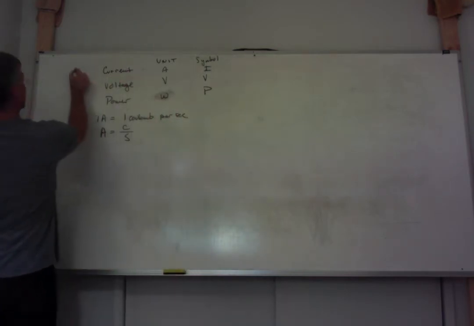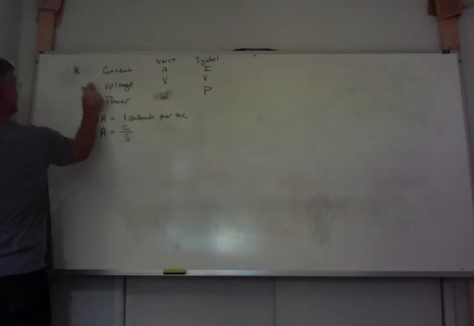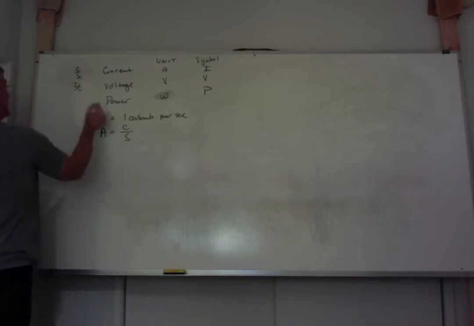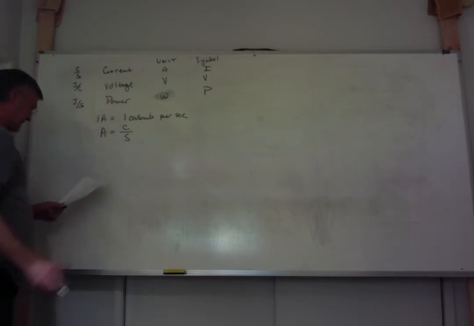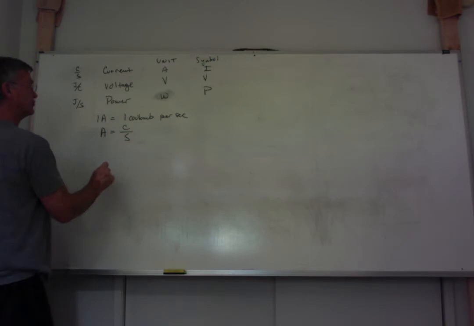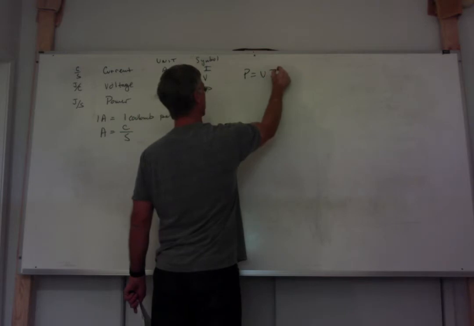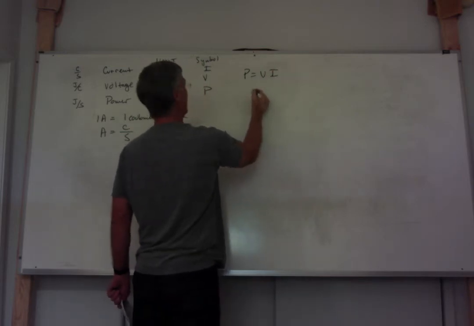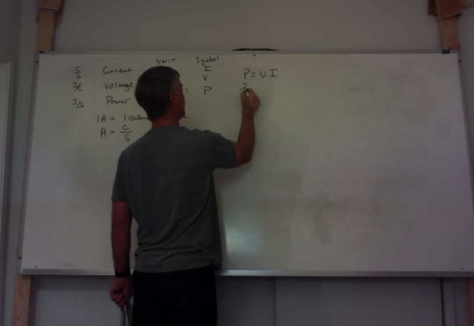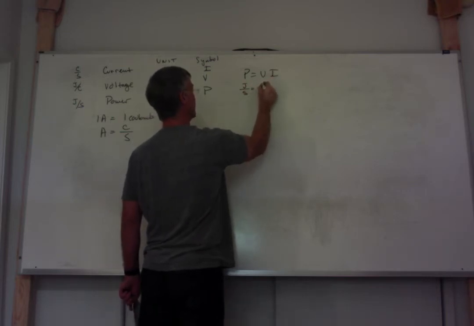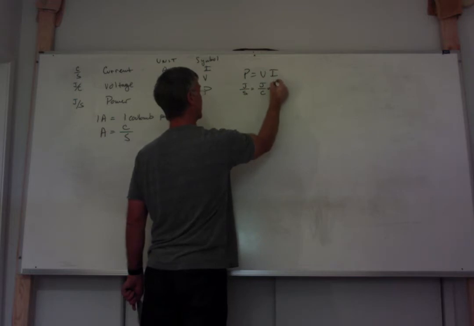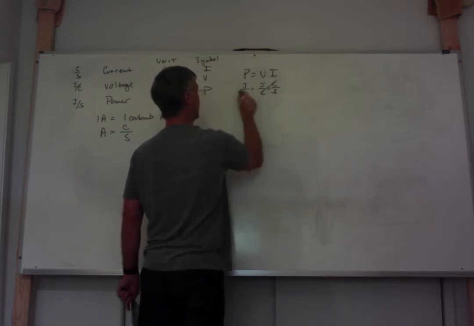Remember, current is Coulombs per second. Voltage is joules per Coulomb. And power is joules every second. And that causes there to be a very interesting equation. Power is voltage times current. And that's because power is joules per second, voltage is joules per Coulomb, and current is Coulombs per second. And we get the exact same unit.